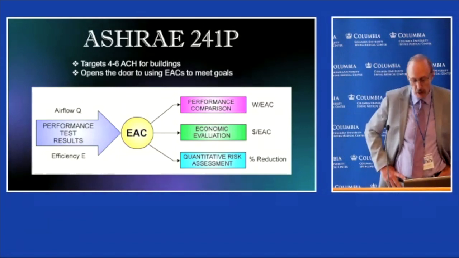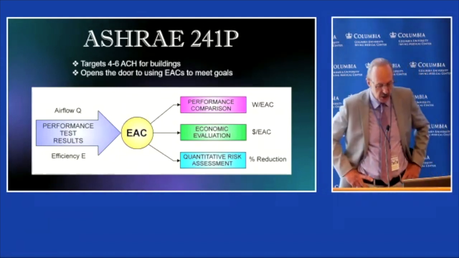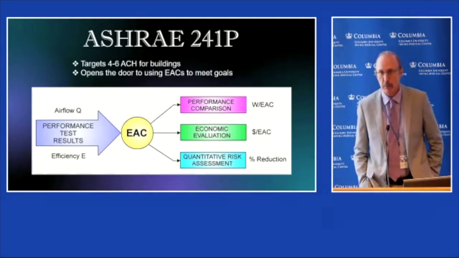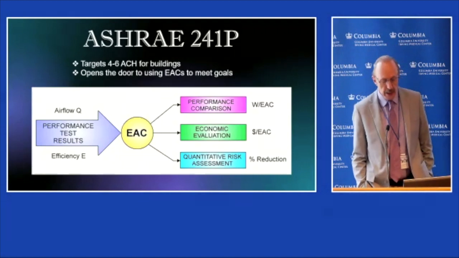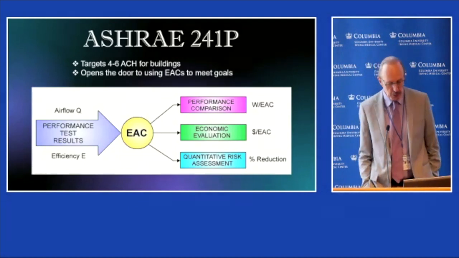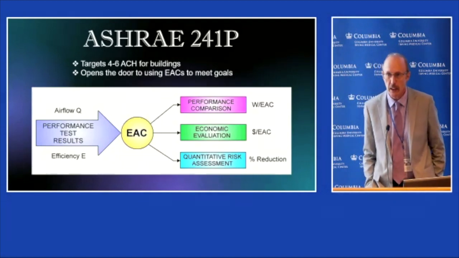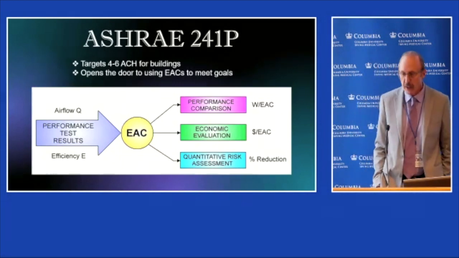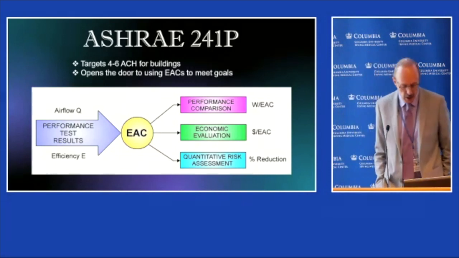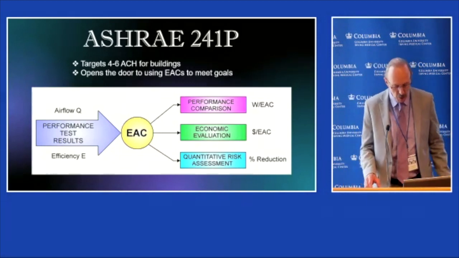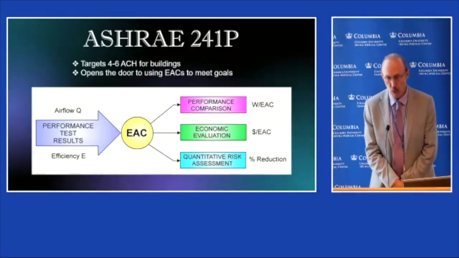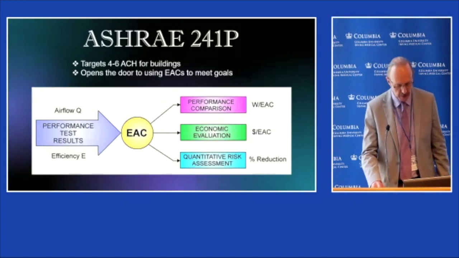With the EAC, we can do performance comparisons, and this would be in terms of watts per EAC or possibly disinfection efficiency. Economic evaluations can be computed with dollars per EAC. This might become a common term. And then there is quantitative risk assessment. I'm not going to get into QRA, but perhaps the parameter of interest would be risk versus ACH or risk versus EAC.